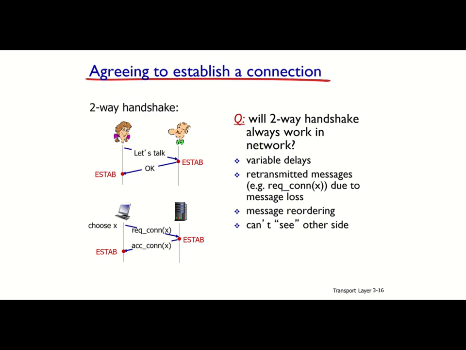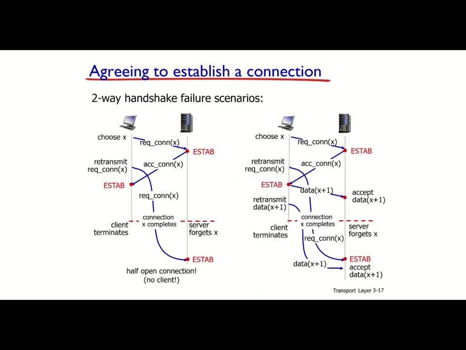But this two-way handshake solution doesn't work all the time because of message loss and because of message reordering. In the next slide, we will see why the two-way handshake doesn't work. Here is a simple scenario in which the two-way handshake fails.